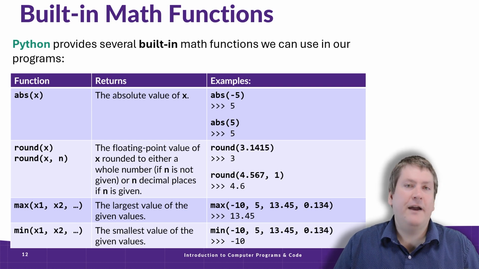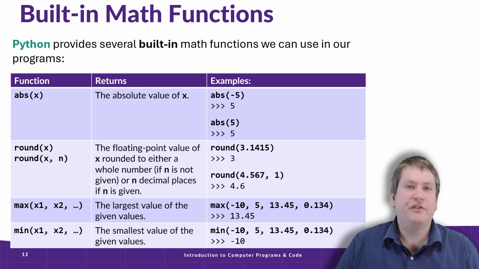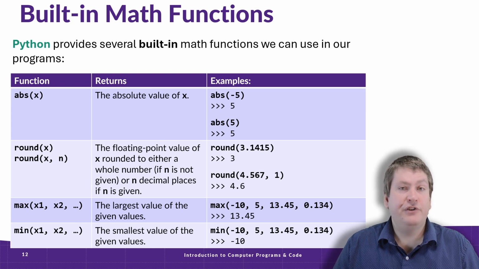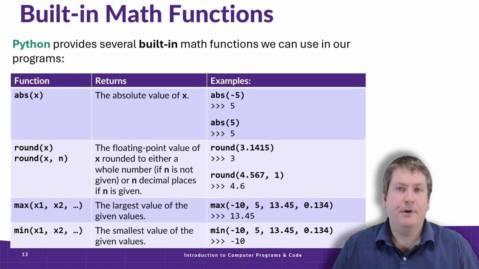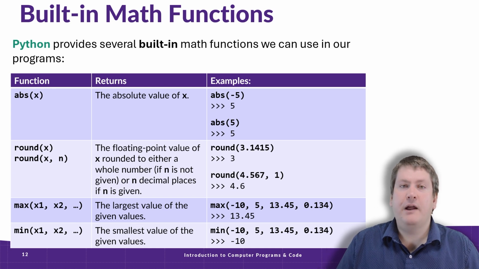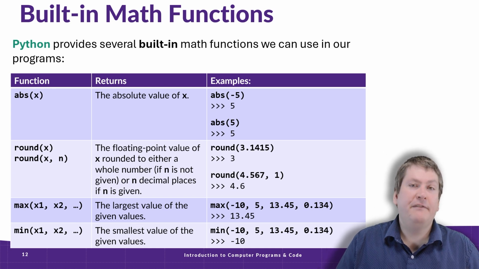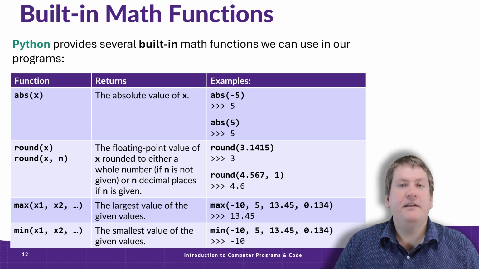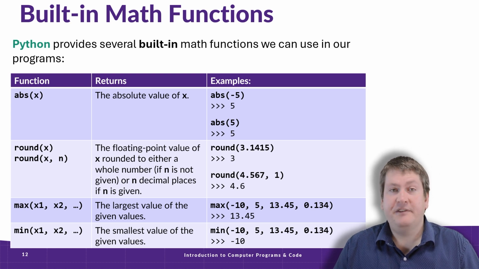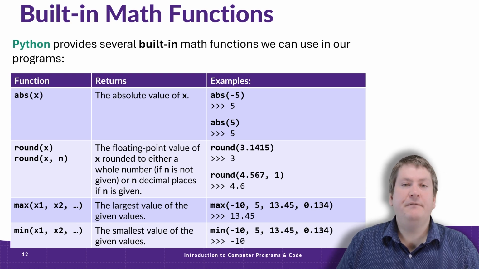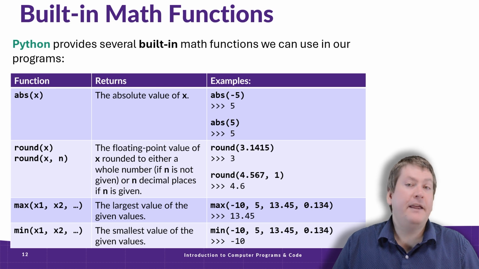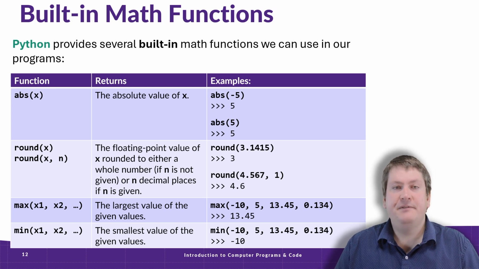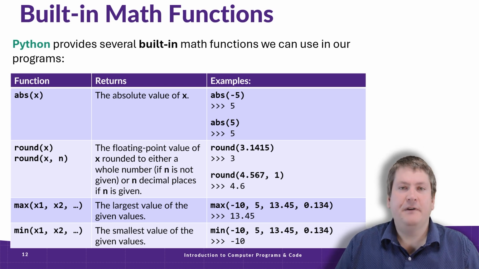So for these, you don't have to import anything or do anything special. You can just use these functions right out of the box. The abs, or absolute function, finds the absolute value of a number. The round function allows us to round a number using conventional rounding rules. That is, 0.5 and up is going to be rounded up, and anything under 0.5 rounds down. The max and min functions do what you'd expect, and they return the largest or smallest values in a list of values passed to the function.